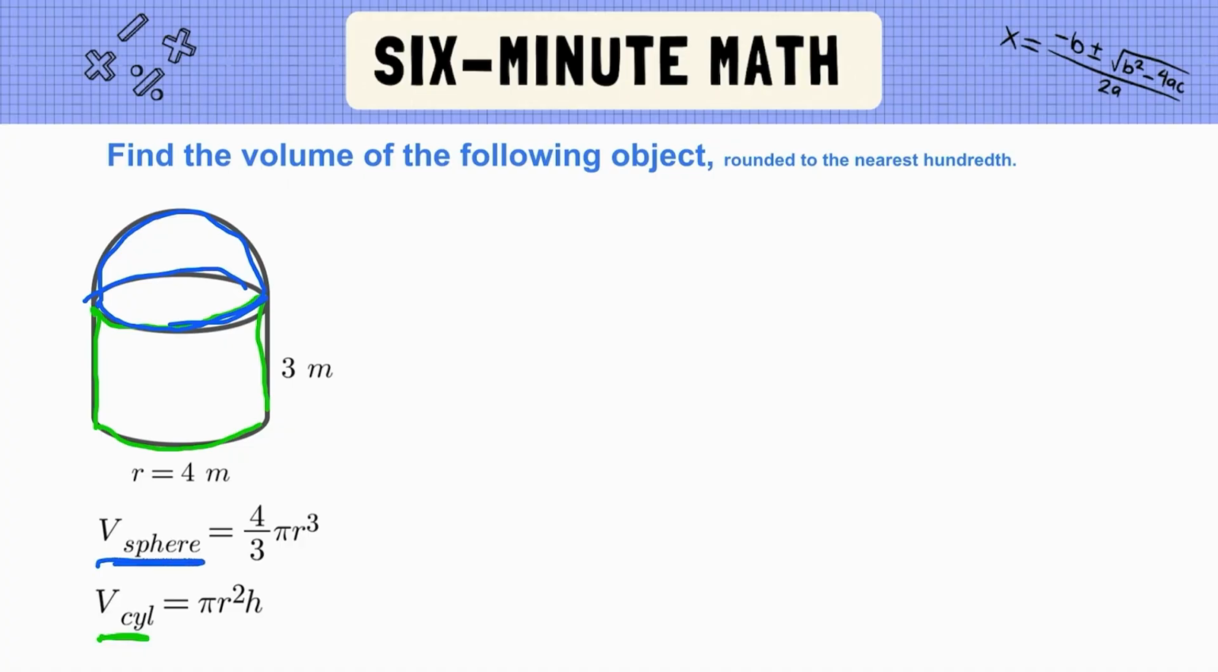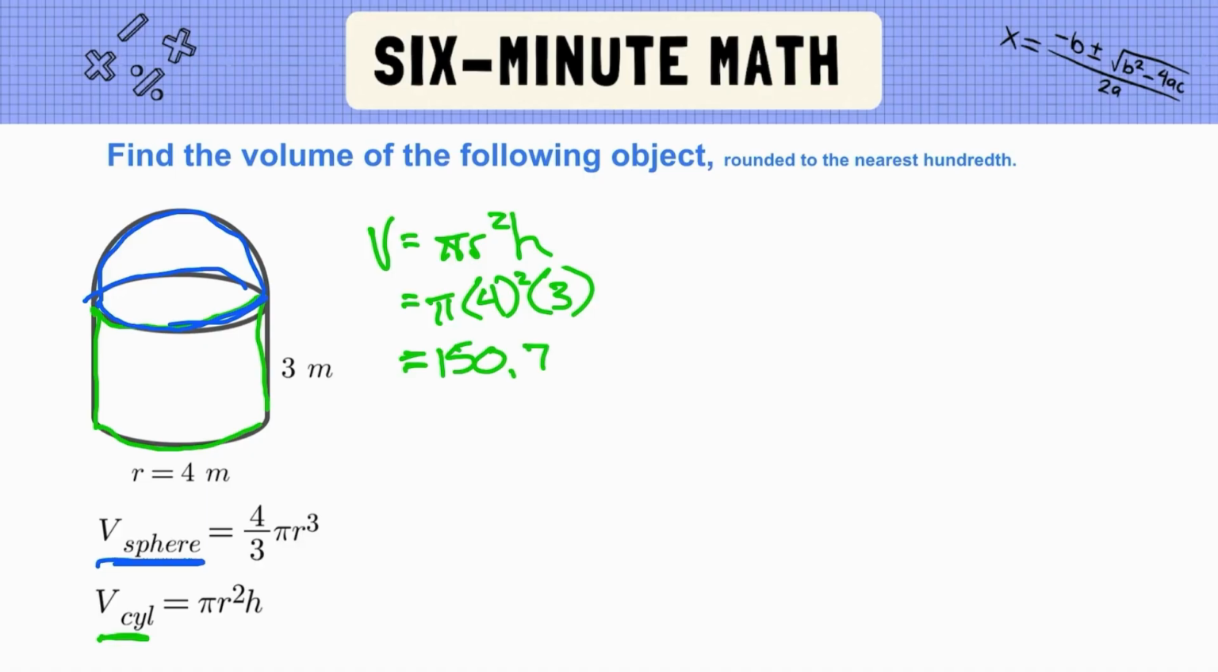So let's do our cylinder first. The volume of our cylinder is pi times r squared h. I plug my numbers in: pi times 4 squared times 3. And that's going to give me a cylindrical volume of 150.7964.